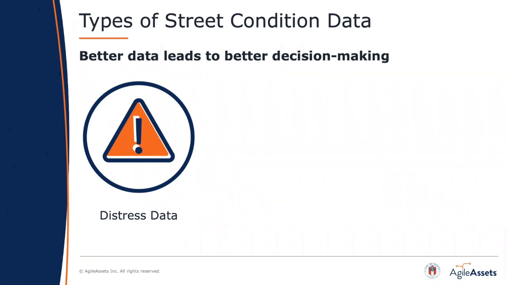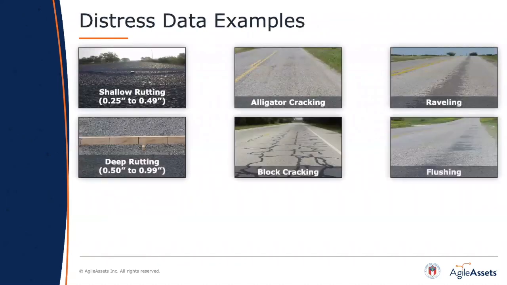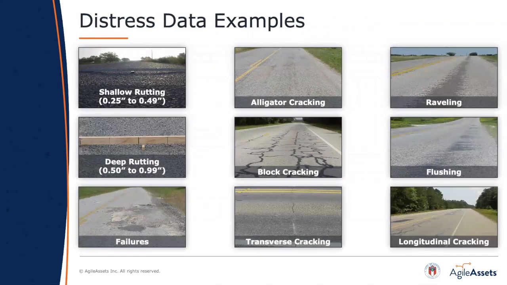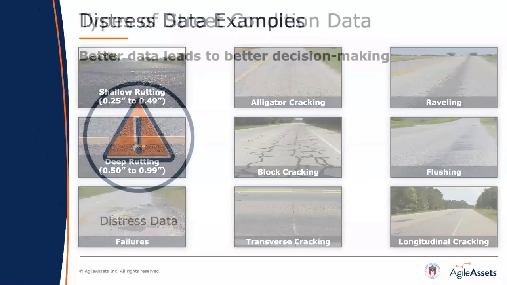And Austin has simplified this a bit by reducing that down. The surface distress measures collected for us are the 4 major types of cracking: alligator, block, transverse, and longitudinal cracking only. Here you can see examples of different distress data that's collected. There are several types of cracking. There's rutting, raveling, flushing, spot failures, and several others that we're not even showing here.